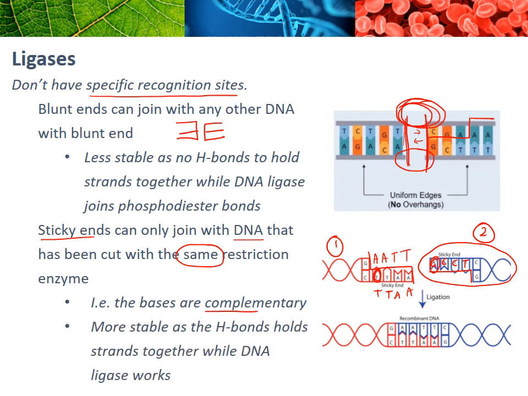And the other advantage of this is that while DNA ligase is doing its job, these bits of DNA will hover, and the hydrogen bonds, even though they're weak, will be enough to hold it together briefly while DNA ligase joins here and here, and we end up with our nice recombinant DNA.